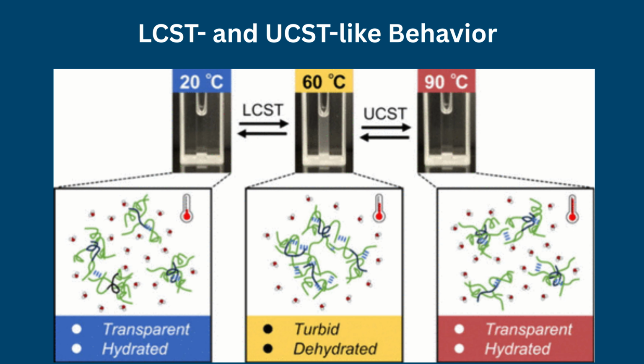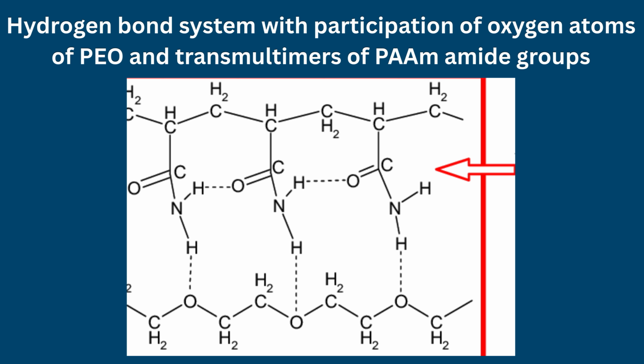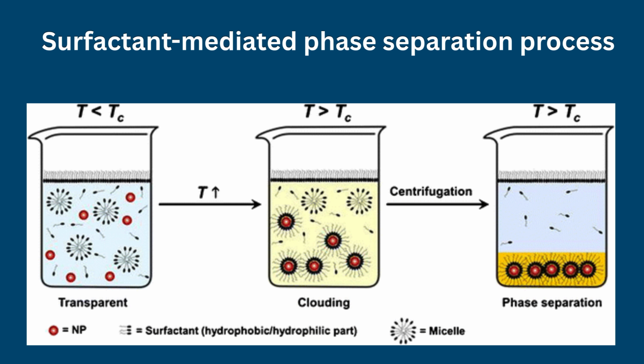Molecular origin of LCST behavior. The LCST behavior of surfactant systems arises primarily from the temperature-dependent hydration of the hydrophilic head groups. Role of hydration. Hydrophilic segments, such as ethylene oxide, EO, chains or hydroxyl-rich groups, form structured hydration shells through hydrogen bonding. Increasing temperature disrupts these interactions, leading to reduced solubility, enhanced aggregation, and phase separation.